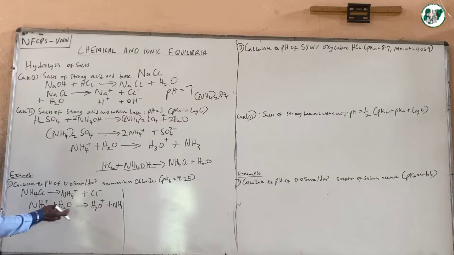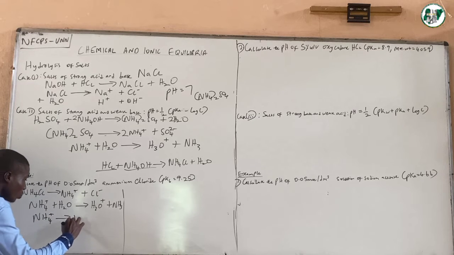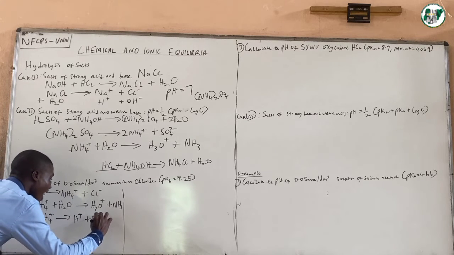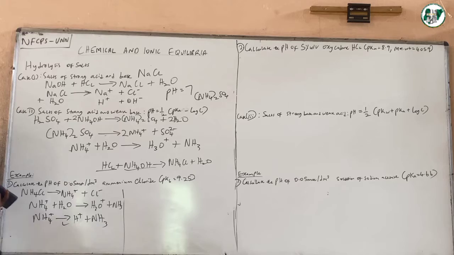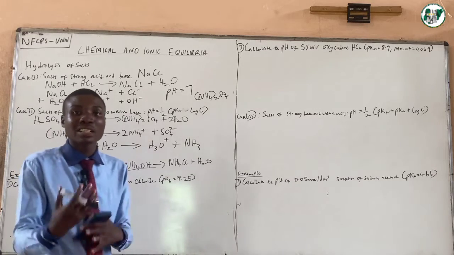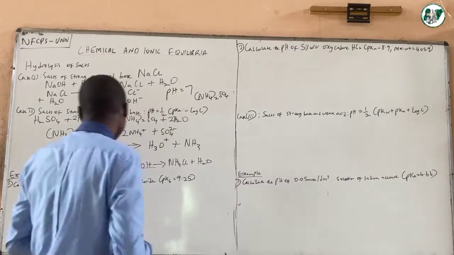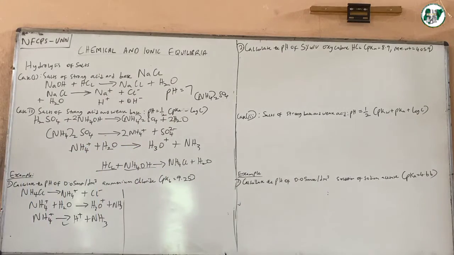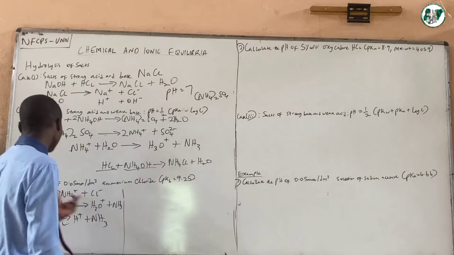Just in case you don't want to add water, you can simply write NH4 plus dissociating into H plus and NH3. This is also valid, but I've told you the reason why we add water: water is the most common solvent used in the pharmaceutical industry. Nevertheless, let us make progress. Our question says we should calculate the pH.